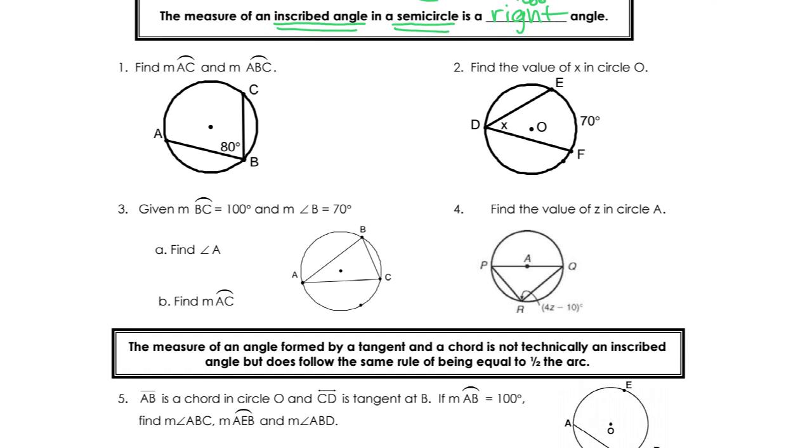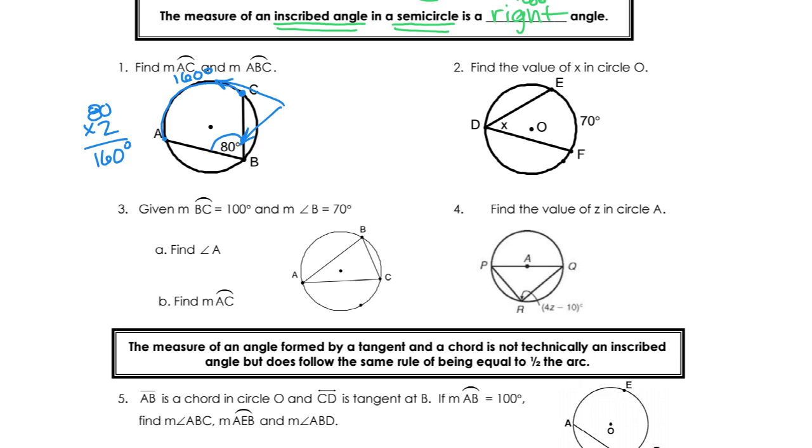So in number 1, it says to find the measure of arc AC. So arc AC goes from here to here. And if we look at the inscribed angle, 80 degrees, the arc would have to be 160 degrees, which is 80 times 2. So the inscribed angle here is equal to half that number up there, which is its arc.